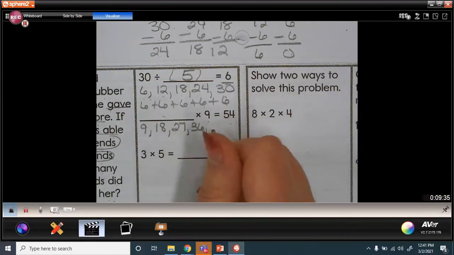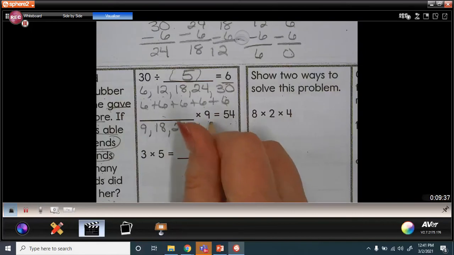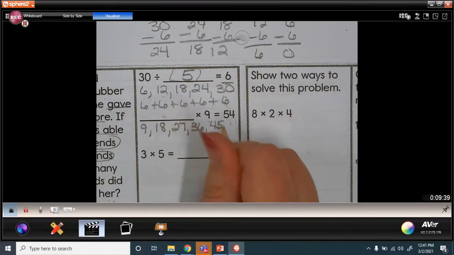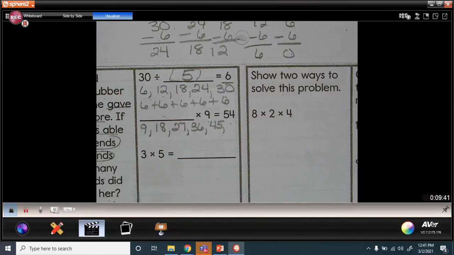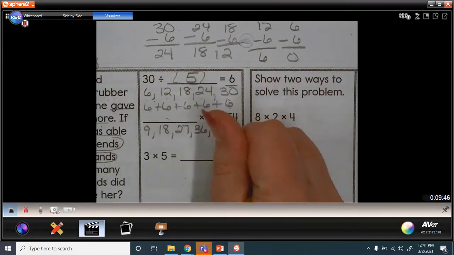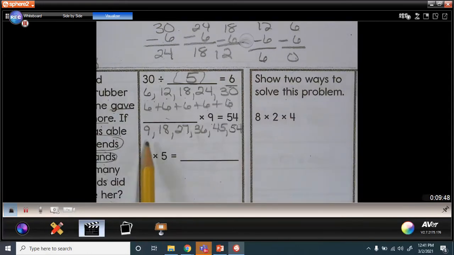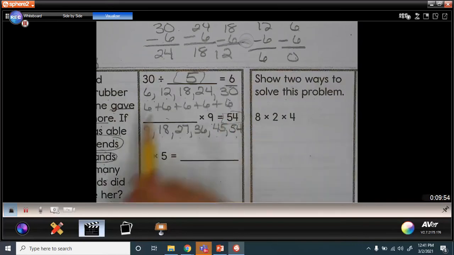Add 10, which would be 46. Take 1 away would be 45. And then if I add 10, that would be 55. Take 1 away, 54. Okay, so how many groups of 9 was I able to make to get to 54, which is my total? Well, I have 6 groups of 9.